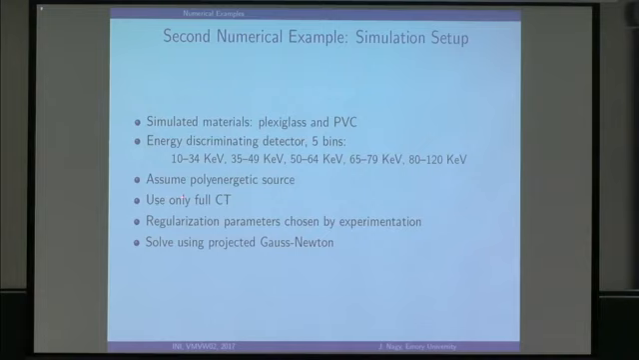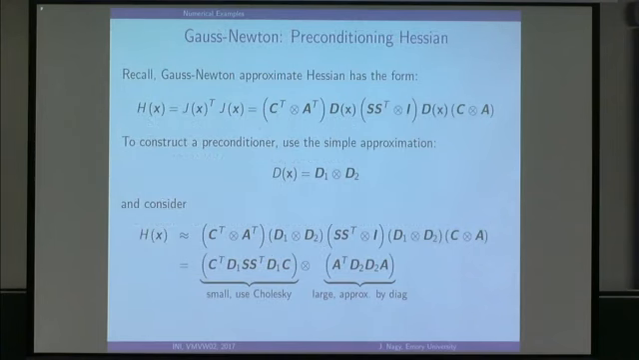I'll assume a polyenergetic source, and I'm only going to do full CT in this particular reconstruction. And again, I'm going to choose regularization parameters just by experimentation, and then I'll use this projected Gauss-Newton scheme. And before I get there, I want to talk about the Hessian solves for these things.